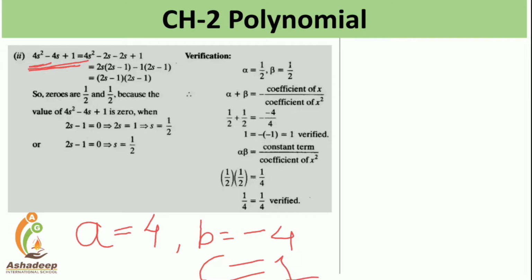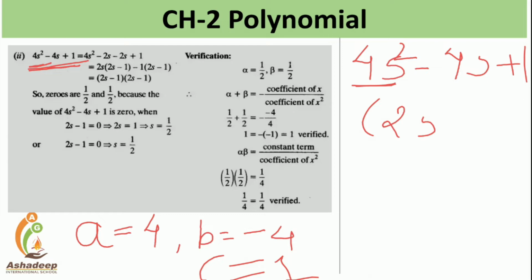Remember these values, right? Now see, this is the complete square. 4s square minus 4s plus 1. So directly we can write down, the square root of this is 2s, square root of this is 1. Now 2 2s are 4, so it's the middle term. So here I write down the square, and here minus, the sign of the middle term.